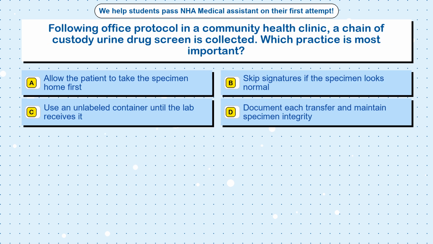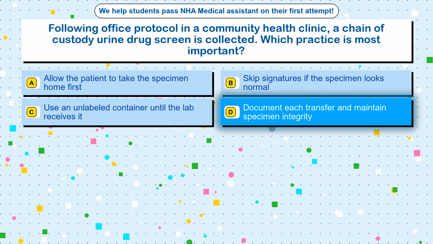Question 74. Following office protocol in a community health clinic, a chain of custody urine drug screen is collected. Which practice is most important? Option A. Allow the patient to take the specimen home first. Option B. Skip signatures if the specimen looks normal. Option C. Use an unlabeled container until the lab receives it. Option D. Document each transfer and maintain specimen integrity.